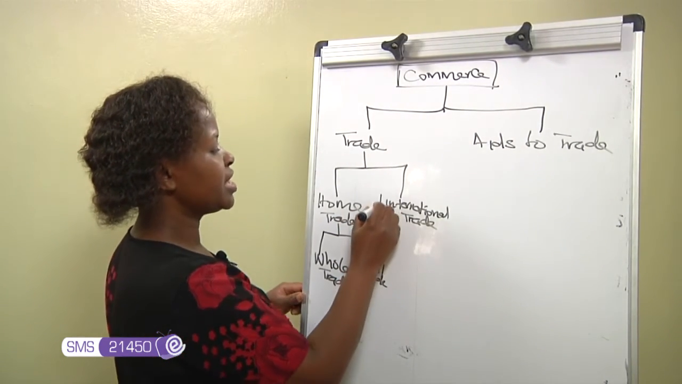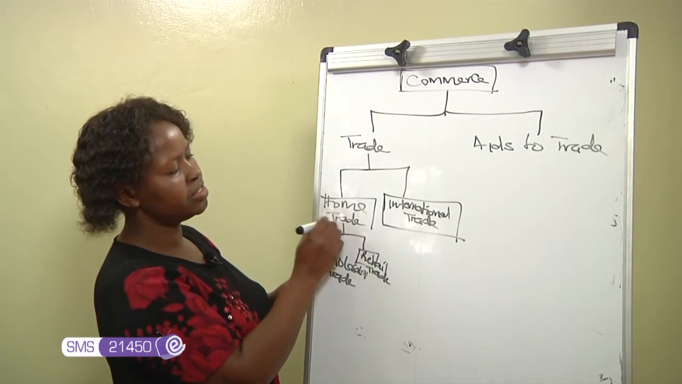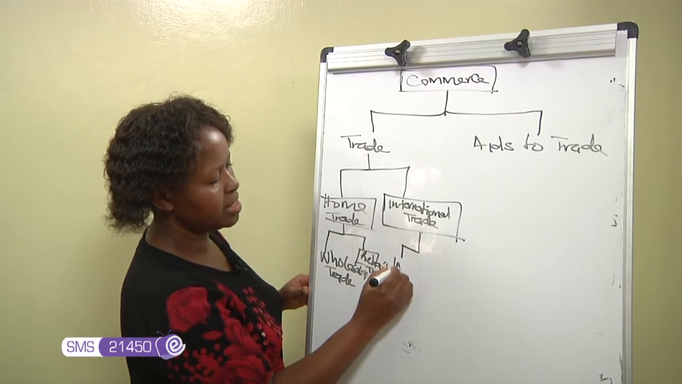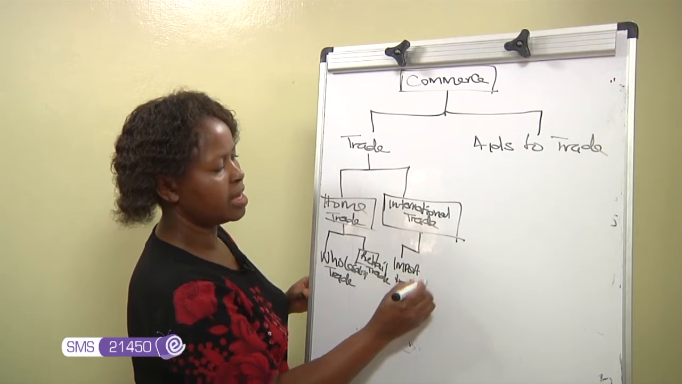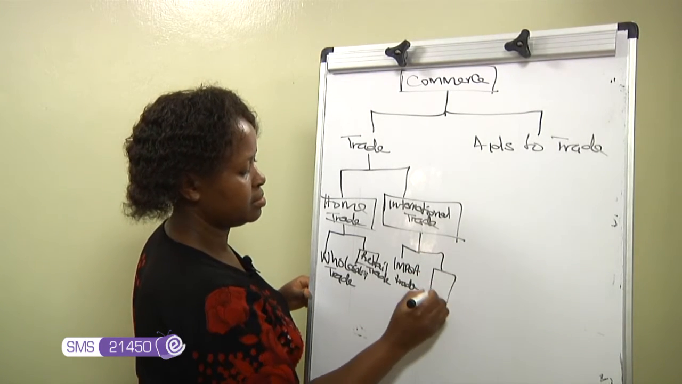Then we have international trade, which is divided into 2 again. We have import trade and export trade.